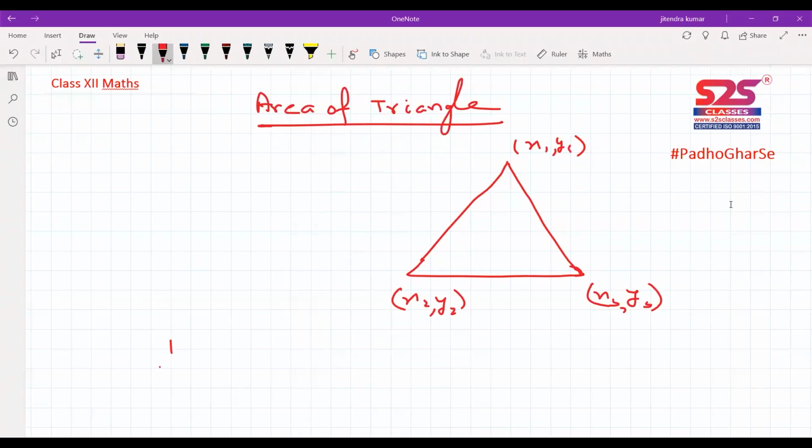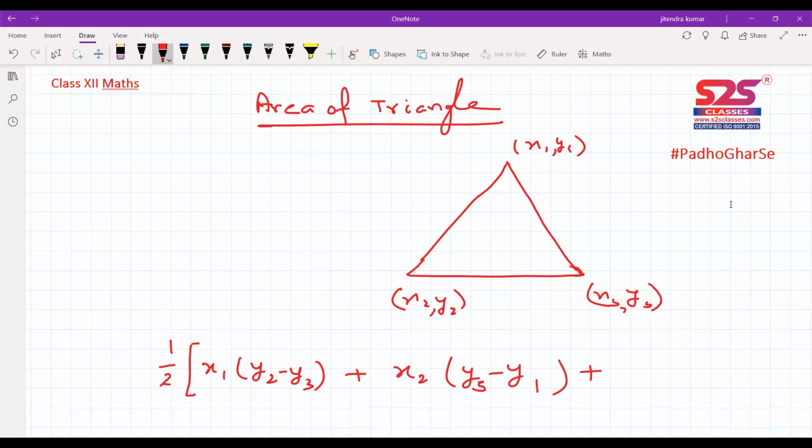If we have these three coordinates and we have to find the area of this triangle, then we know that the area of triangle is equal to half of x1 into (y2 minus y3) plus x2 into (y3 minus y1) plus x3 into (y1 minus y2). So this is the area of a triangle if we have the three coordinates of its vertices.